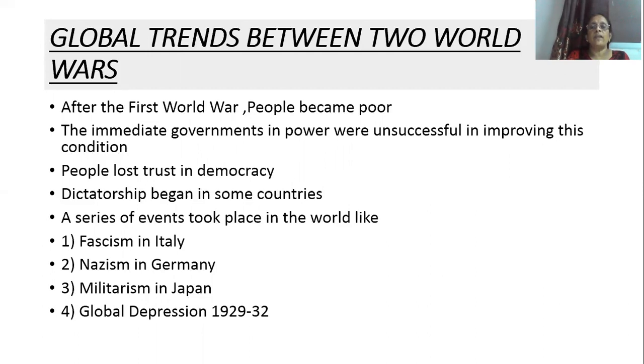Dictatorship means rule by a single person, and whatever he says is the rule or law of the country, and he has unlimited powers. Nobody could question the authority of the dictator. During this period, a series of incidents occurred in the world. Fascism was established in Italy, Nazism was established in Germany, militarism was established in Japan, and the global depression occurred in 1929 to 1932.